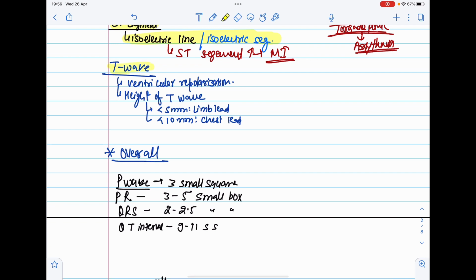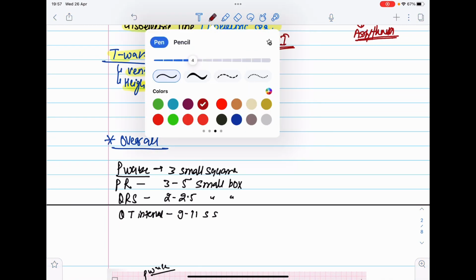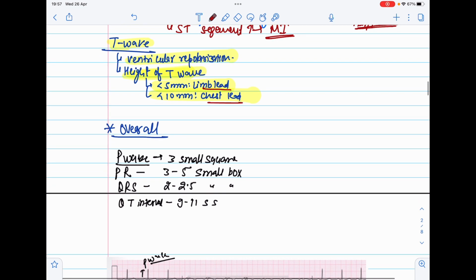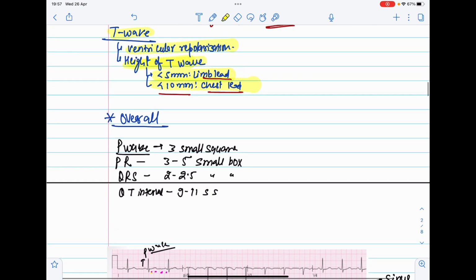And the T wave represents ventricular repolarization, and the height of the T wave is a must. In the T wave we will not read about the duration, but we will read about the height, because it is important that somewhere you will see a tall tented T wave and a small T wave. So it is in electrolyte imbalance. When we study electrolyte imbalance, we can see this tall tented T wave or small T wave. There it is so important that you must know the normal limit. In limb leads, it should be less than 5 millimeters, and in chest leads, it should be less than 10 millimeters.